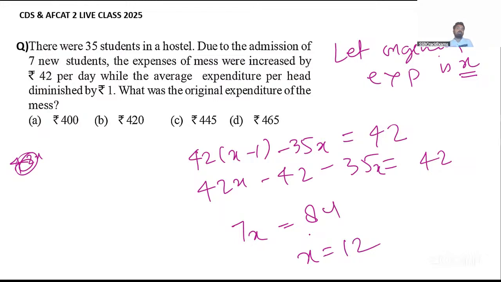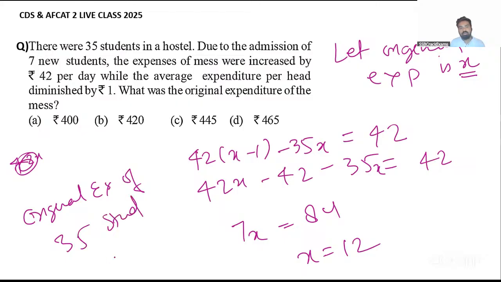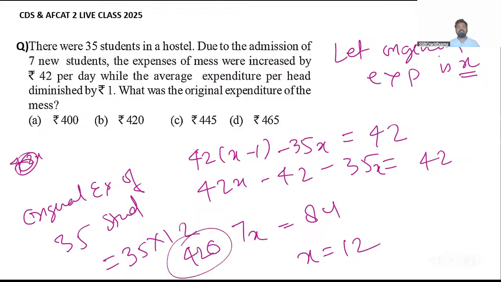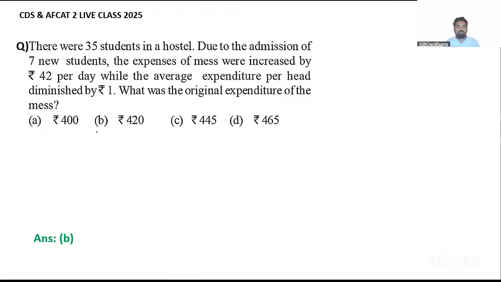Now we need to find the original expenditure of the mess. So what was the original expenditure? 35x. Initially there were 35 students and the expenditure was x. So the original expenditure of 35 students is equal to 35 into 12. So how much will it be? It is 420. Okay, this question was not too tough. Let's now move on to another question. Option number B is correct.